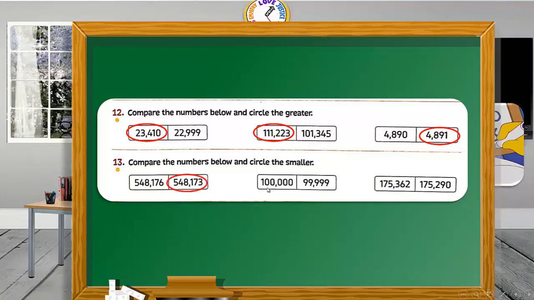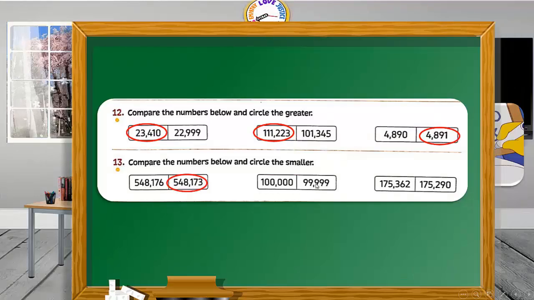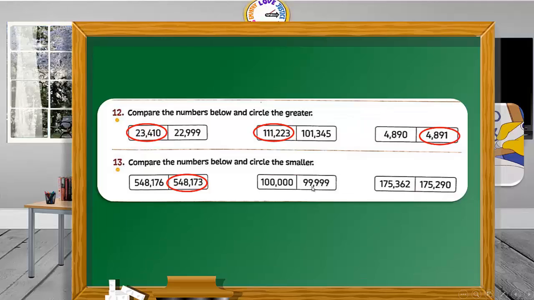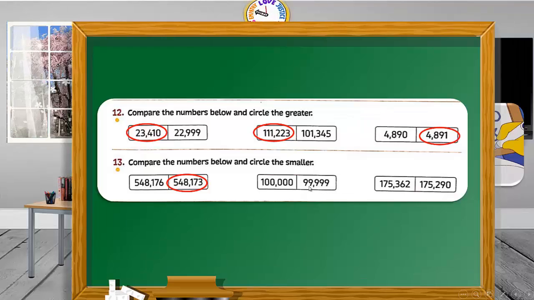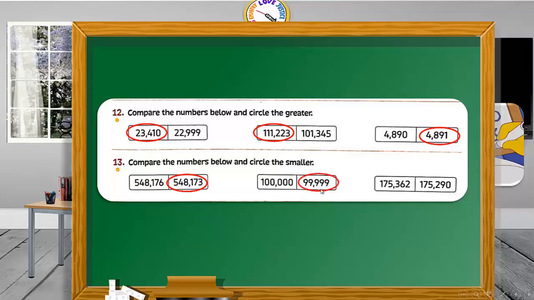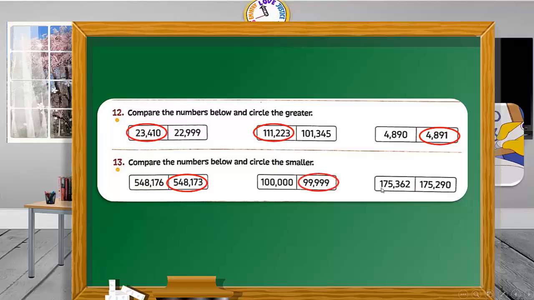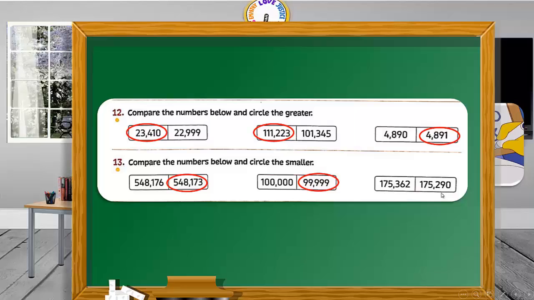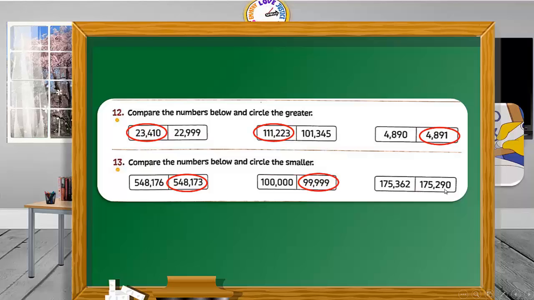Next one, we have here 100,000 and here we have 999,000. We see this is a smaller number. Here 175,000, 175, they are the same. Then 290,362 and 362, so 362 is bigger. So we make a circle over the smaller one.